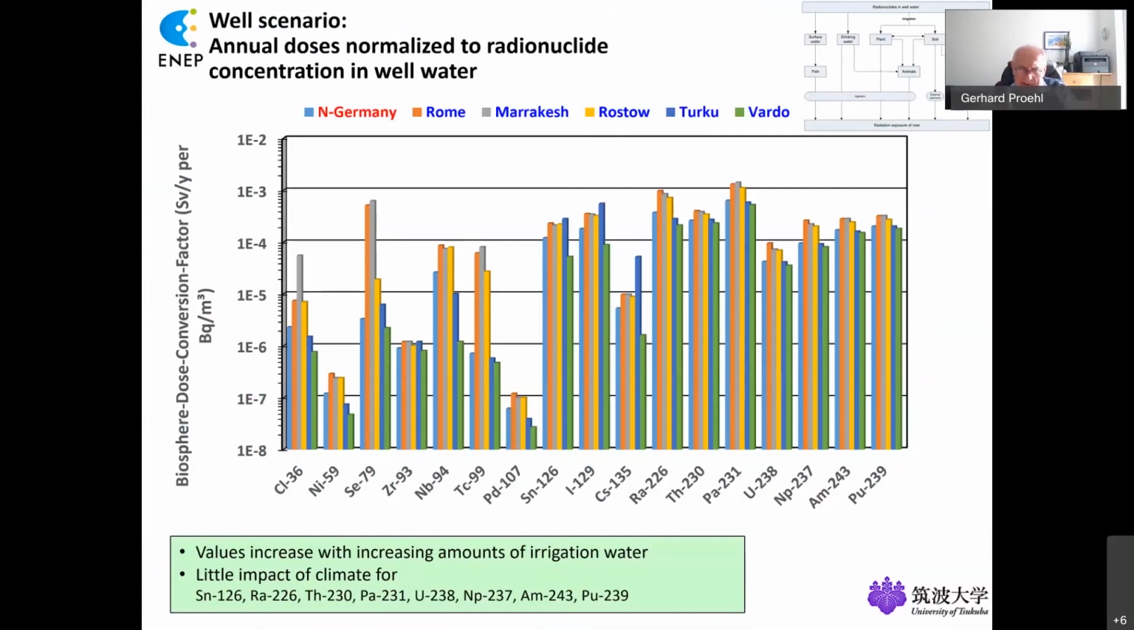And these differences for technetium and selenium are due to the higher availability of technetium and selenium in soils under dry conditions. We have a higher root uptake, a lower migration rate, and a slightly higher erosion rate. And this, by the end of the day, leads to the normalized doses due to selenium and technetium being highest in dry areas.